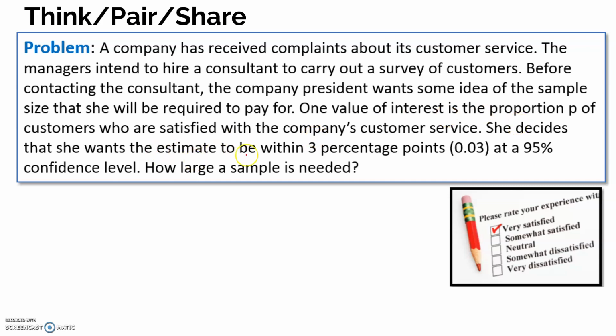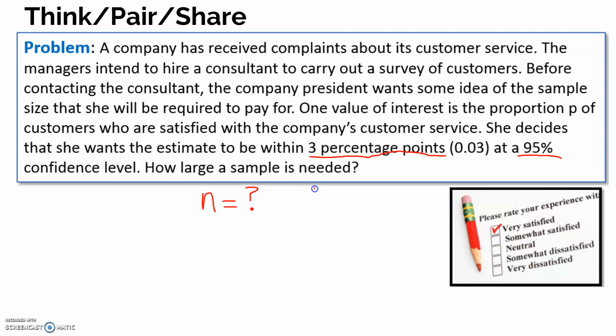She decides that she wants the estimate to be within 3 percentage points at a 95% confidence level. How large of a sample is needed? So how many customers will she have to sample?